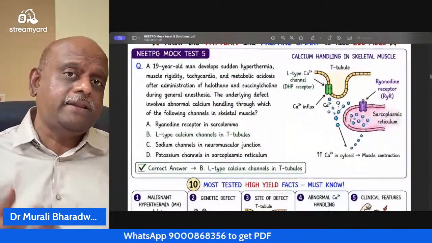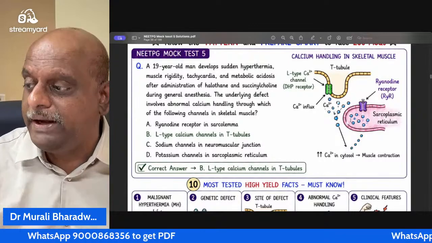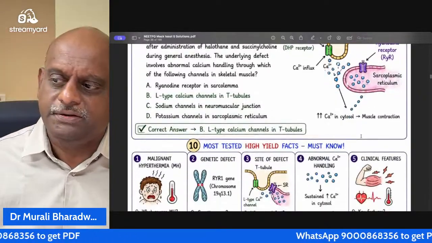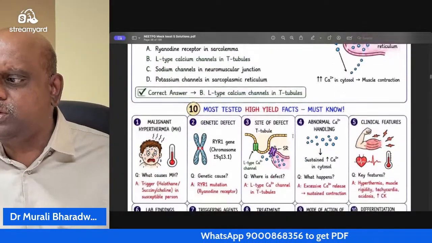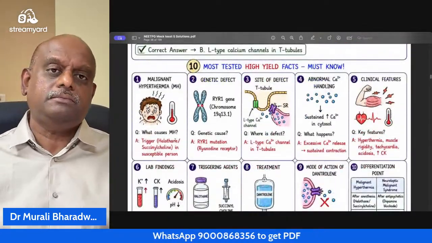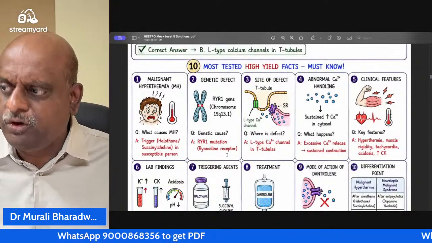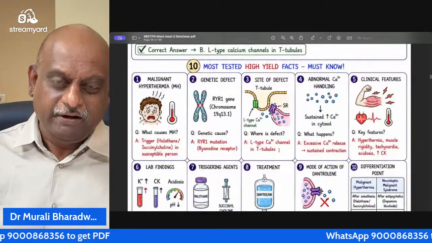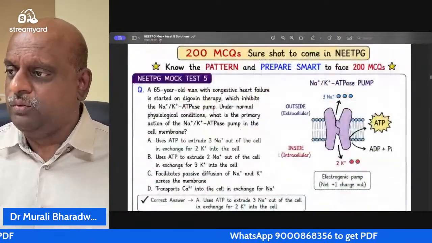A 19-year-old develops hyperthermia, muscle rigidity, tachycardia. What is your diagnosis, doctor? Malignant hyperthermia. It is the ryanodine receptors, L-type calcium channels in the T tubules which are abnormal. So ryanodine RYR1 mutation is the genetic defect. The defect is in the L-type calcium channel in the T tubules, is what you should remember.